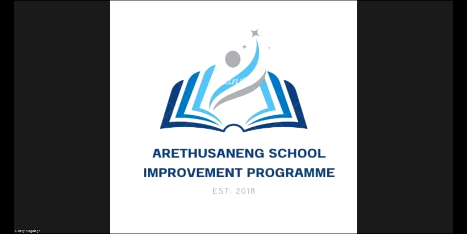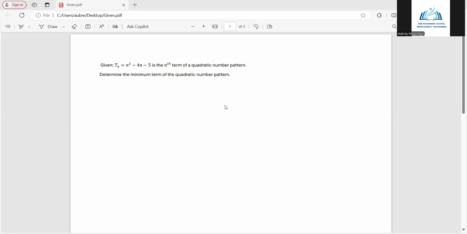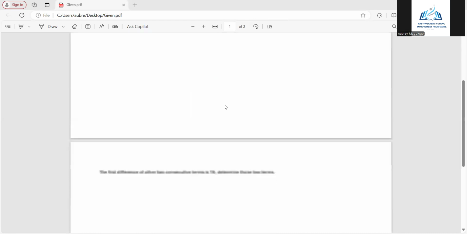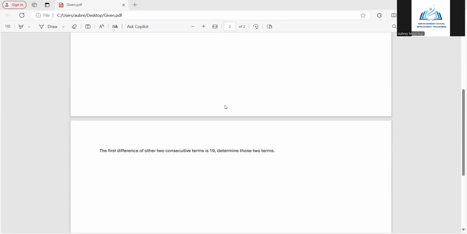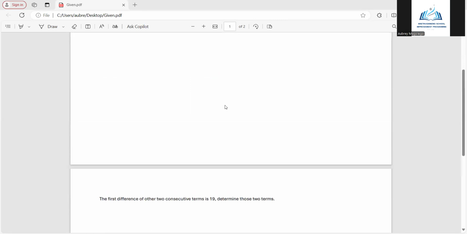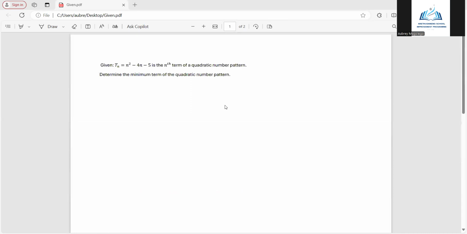Guys, they will be dealing with these questions. Actually, there are two questions from the same question paper. These questions are based on quadratic number patterns. The first question says determine the minimum term of the quadratic number pattern. And the second question says the first difference of the other two consecutive terms is 90. Determine those two terms. We'll deal with the second one after we are done with the first question.